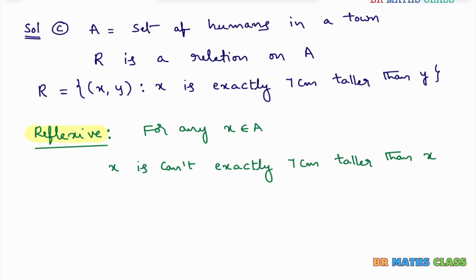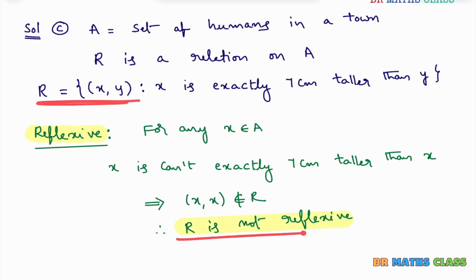This indicates that the ordered pair (x, x) does not belong to this relation. Therefore, the relation R is not reflexive. Now I'll check the symmetric condition.